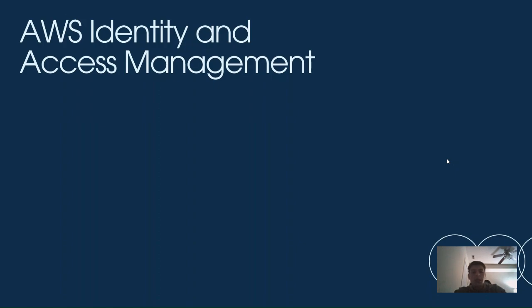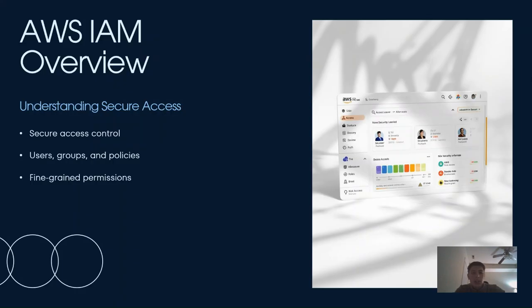IAM is essential because it helps prevent unauthorized access and ensures that only approved users and services can interact with the Amazon Web Services environment. By properly configuring IAM, organizations can significantly reduce security risk. IAM works by using users, groups, and policies to manage permissions. Users represent individual identities, groups allow administrators to manage permissions for multiple users at once, and policies define what actions are allowed or denied.